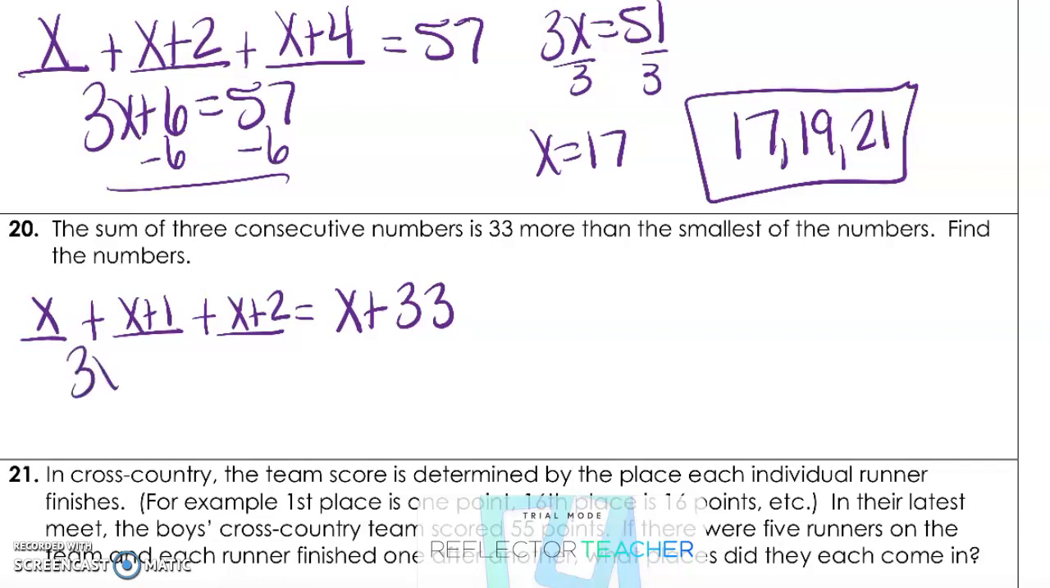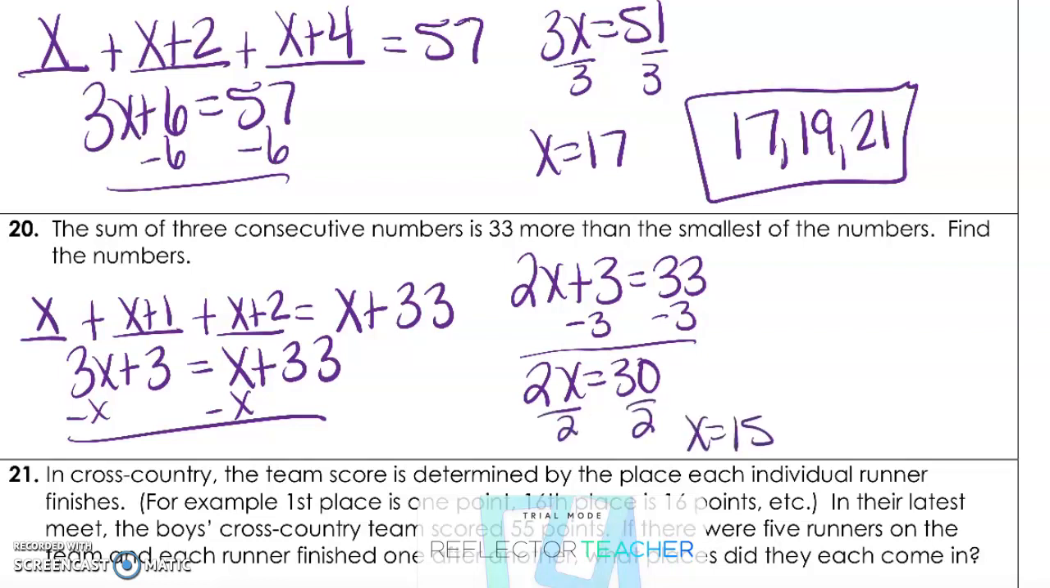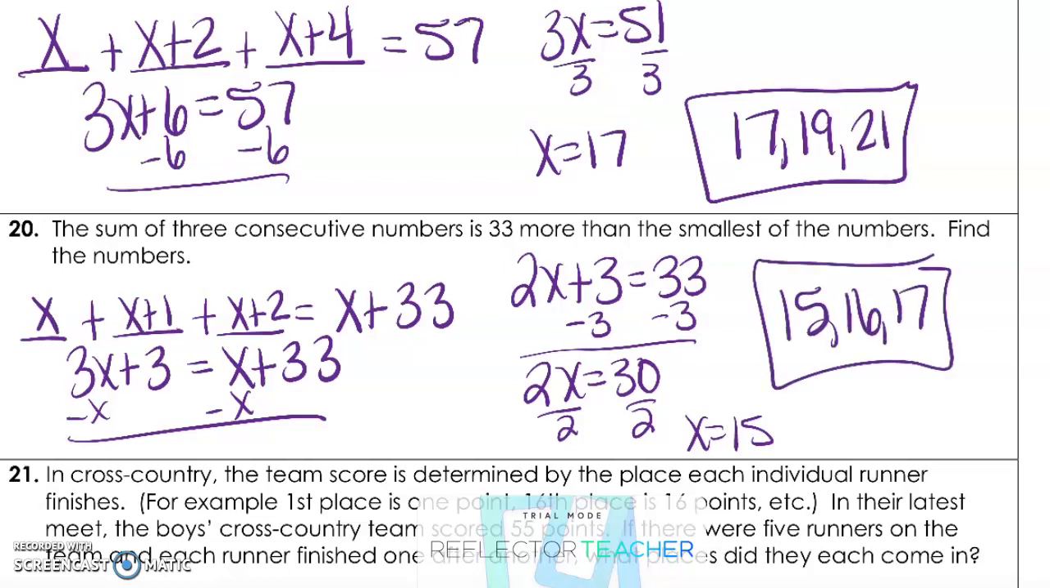So 3x plus 3 is equal to x plus 33. So subtract x from both sides. 2x plus 3 is equal to 33. Subtract 3. 2x equals 30. Divide by 2, x equals 15. So 15, 16, and 17 would be our final answer.